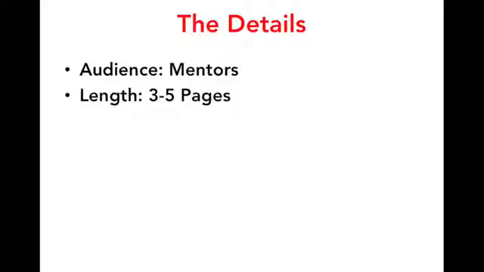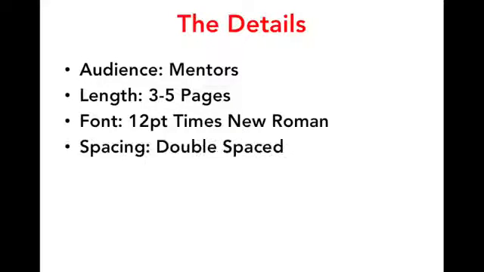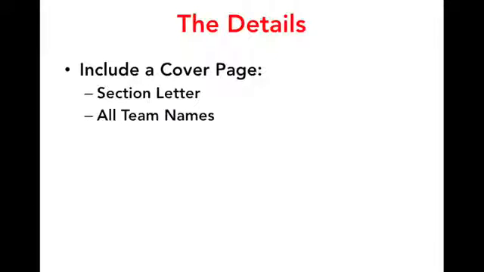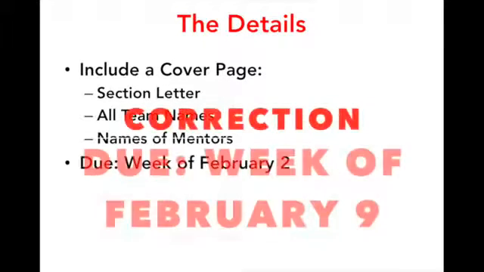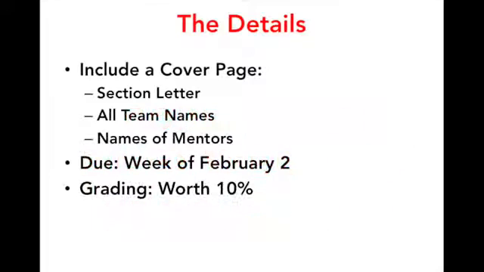Here are the details regarding your project plan and team contract deliverable. The audience for this document are your mentors. It should be 3 to 5 pages in 12-point Times font, double-spaced, with standard Microsoft Word margins. Please include a cover page with your EPICS 151 section letter, the names of everyone on your team, and the names of your mentors. It's due the week of February 2nd, and this deliverable is worth 10% of your semester grade.